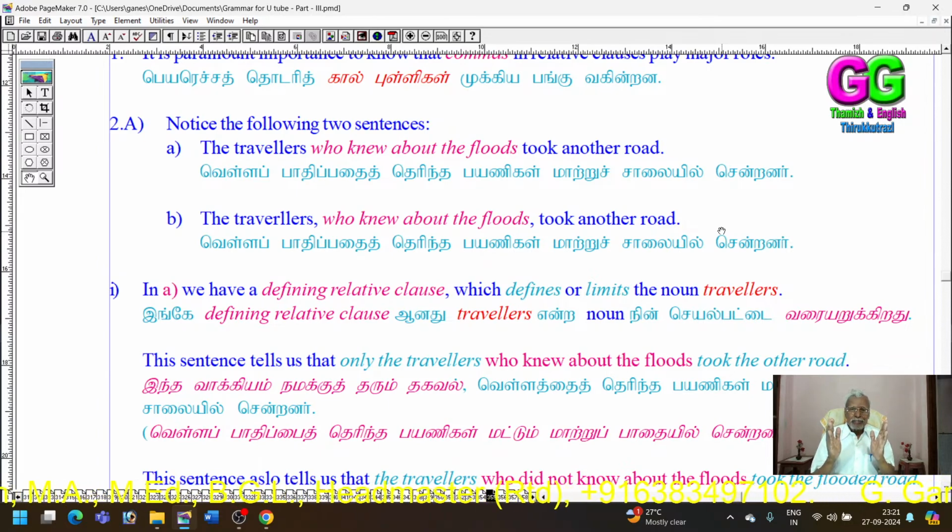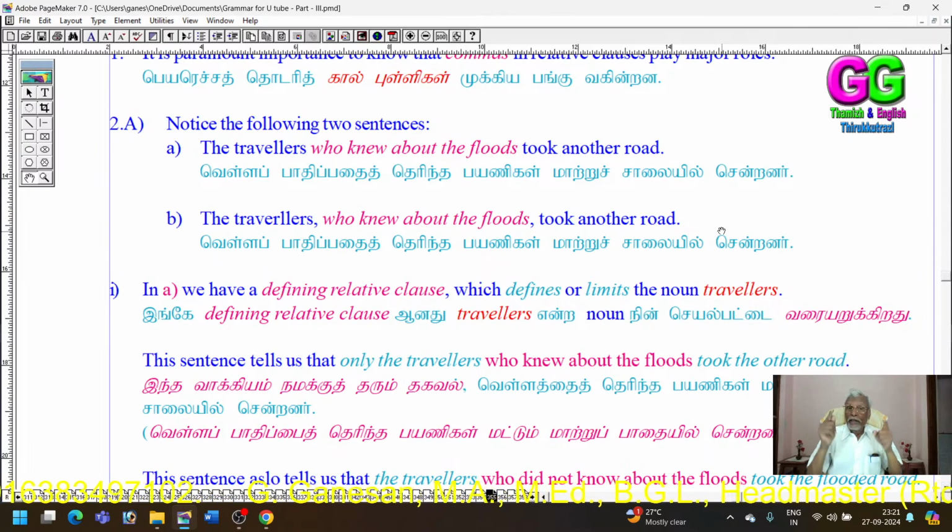One meaning is limiting. In "the travelers who knew about the floods took another road," it means that only the travelers who knew about the floods took another road. It has another meaning: the travelers who did not know about the floods took the same flooded road. These are the two meanings of the defining relative clause.